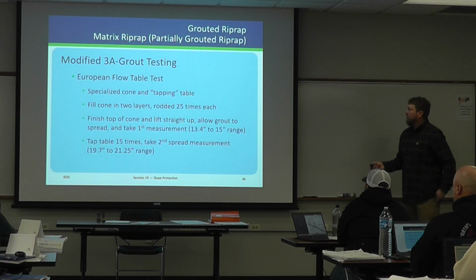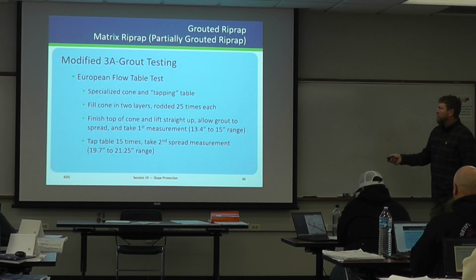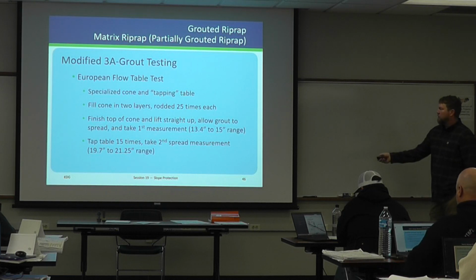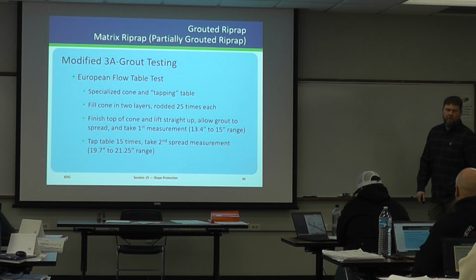Which I think we talked about a little bit here. So this European flow table test: the cone gets flipped over, and you fill the cone in 2 layers, each rodded 25 times. You pull the cone up, allow it to spread, and take your first measurement. Then you pick up the table 15 times, drop it, and take a second spread measurement.